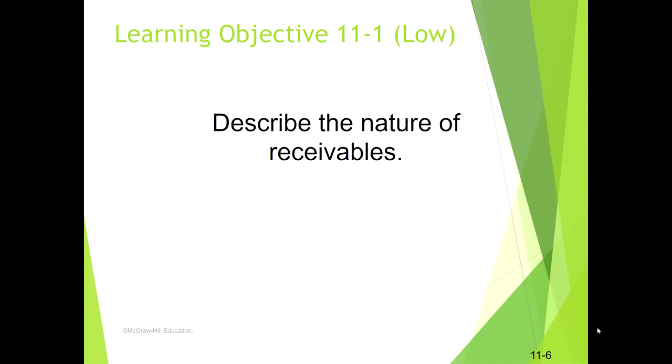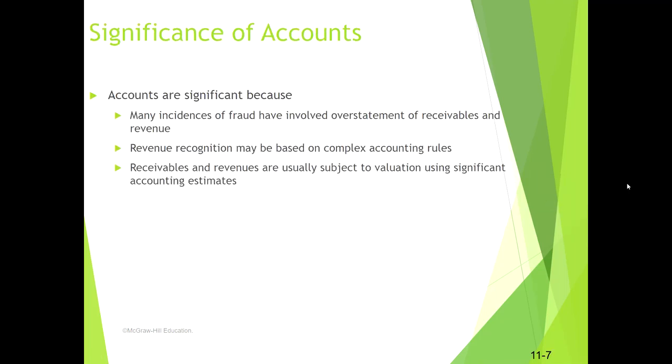Okay, so let's look at the first learning objective, describing the nature of receivables. Again, this is just a reminder of the nature of what's going on in this account. Accounts receivable are significant. We consider those significant accounts most of the time because there's been a history of frauds that have used overstatement of receivables and the corresponding entry to revenue in executing the fraud for financial misrepresentation. And actually both of these accounts are significant, accounts receivable and revenue.